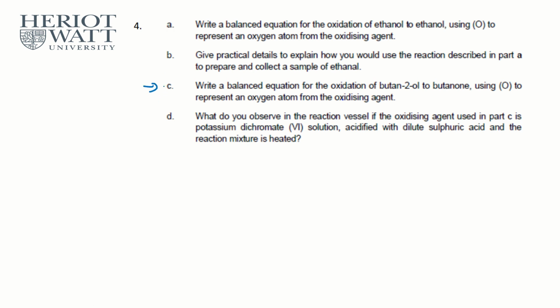Write a balanced equation for butanol into butanone. Now, it's slightly different from what we did just now. Let me show you butanone, butan-2-ol. So butan-2-ol is 4 carbons, and 2-ol means you have OH at carbon number 2. The rest are all hydrogen, right? So in this case, we're going to oxidize it as usual. You will get a ketone, right?